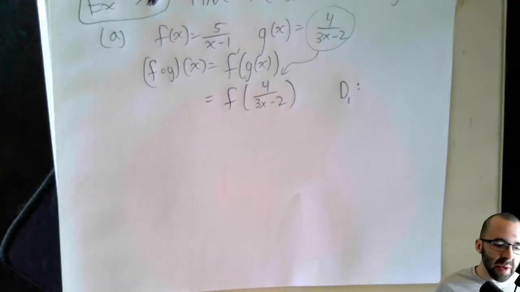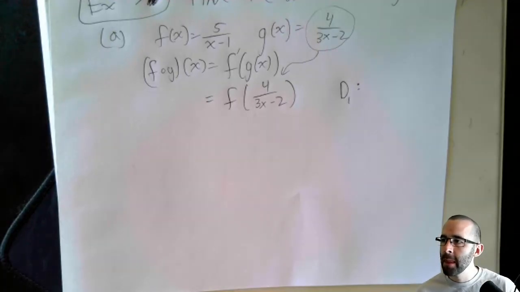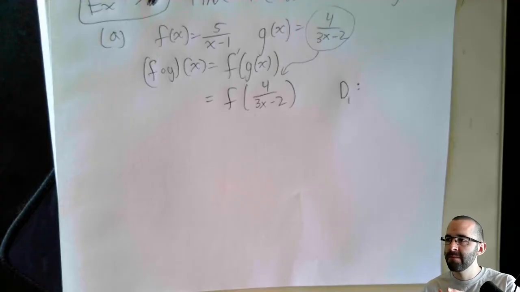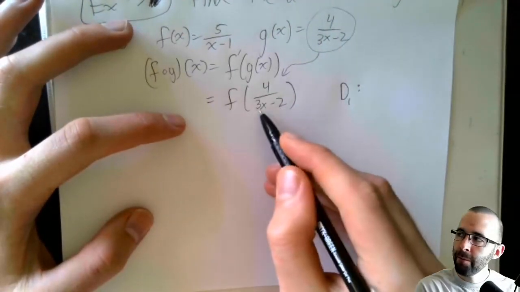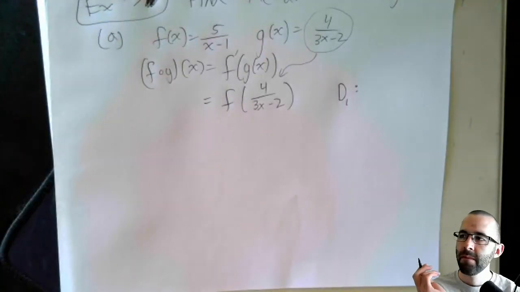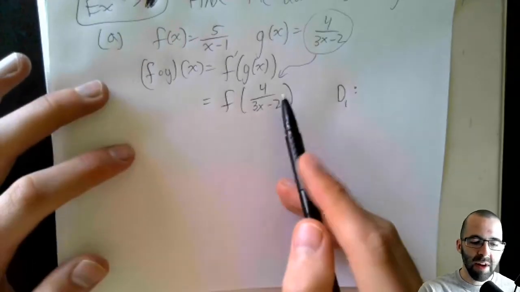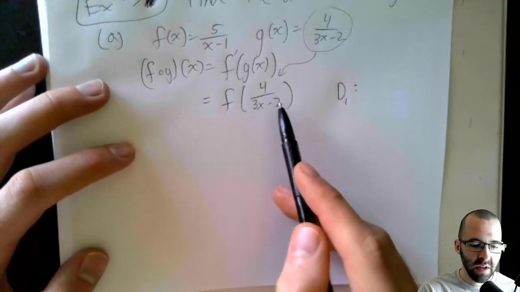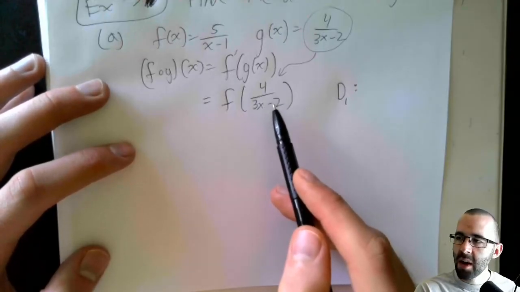Four over 3x minus 2 is the inside function, yeah? But how do we find the domain of that function? Just the domain of this thing right here. We talked about it a little bit yesterday, where if we have a fraction, we can't divide by 0. So we're not going to multiply it by anything. We need the denominator to not be 0.